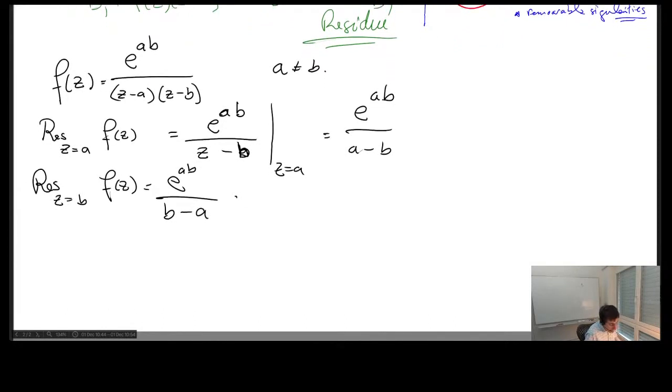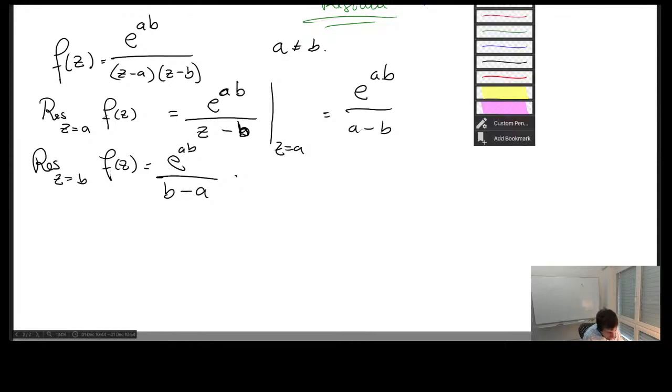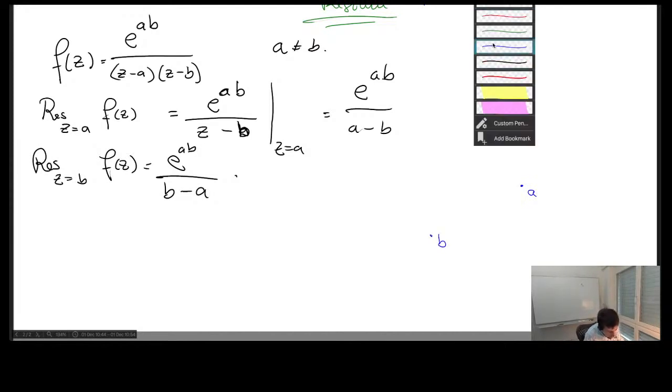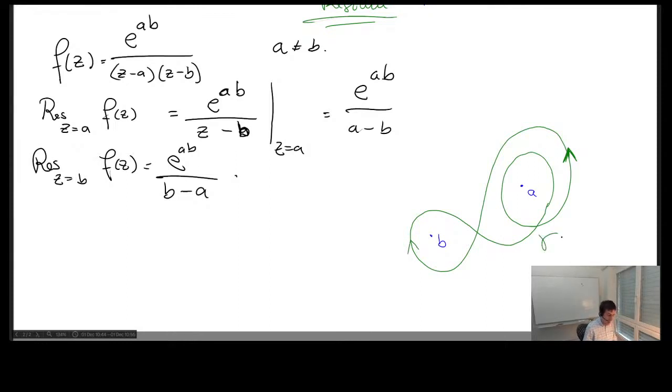And so, okay, we computed the residues really, really quickly, but what does this tell us? Let's just look at an example. Let's say that a is right here, b is right here. Now I draw a curve. I take a curve that goes around a, I guess it goes around twice, and then let's say, hopefully I won't make a mistake, I have this curve, so it went like this.